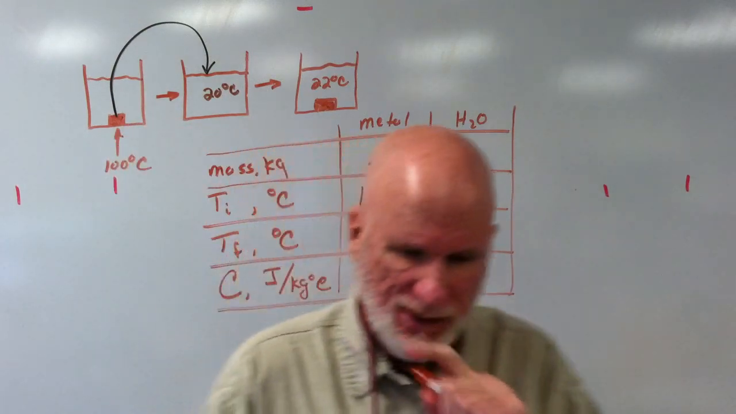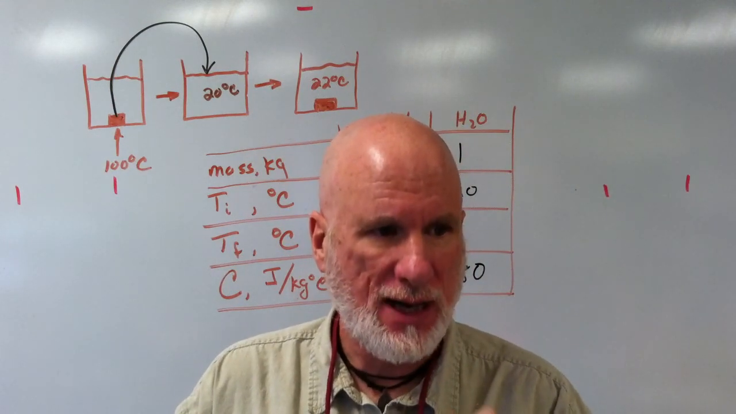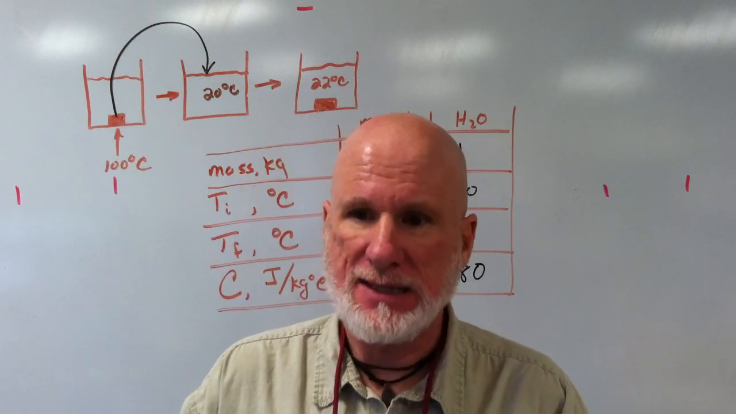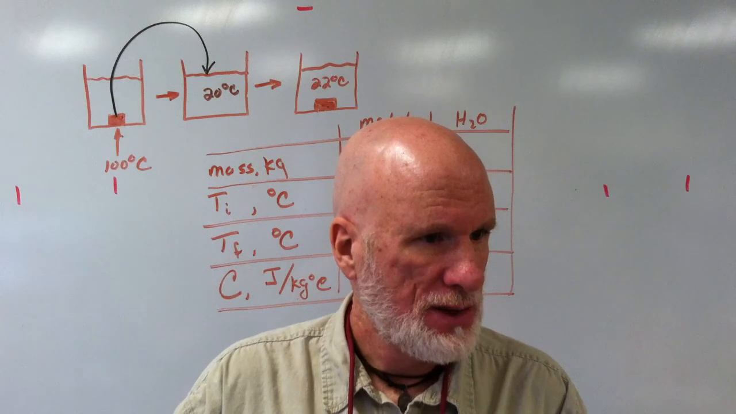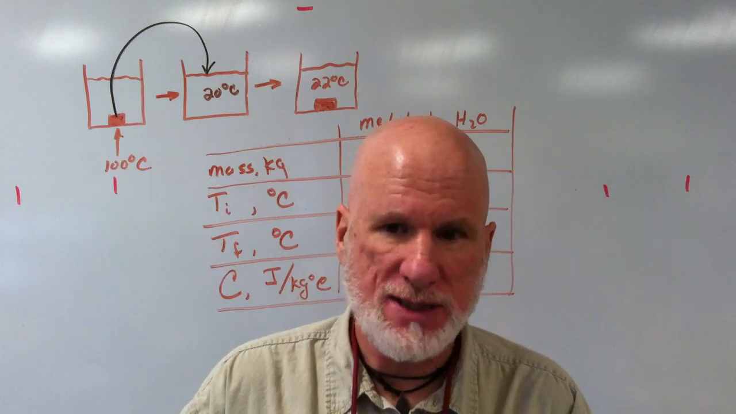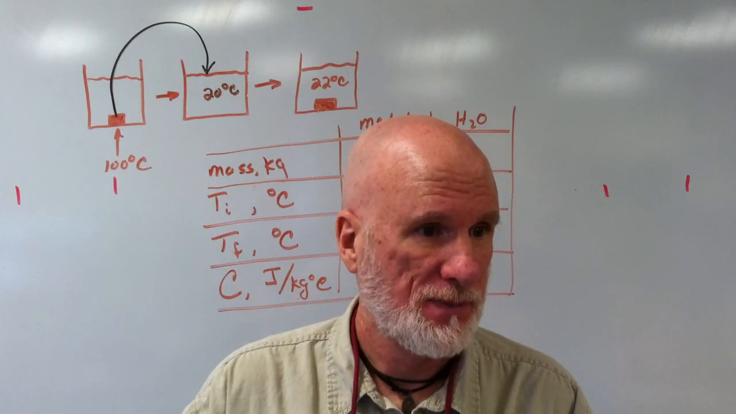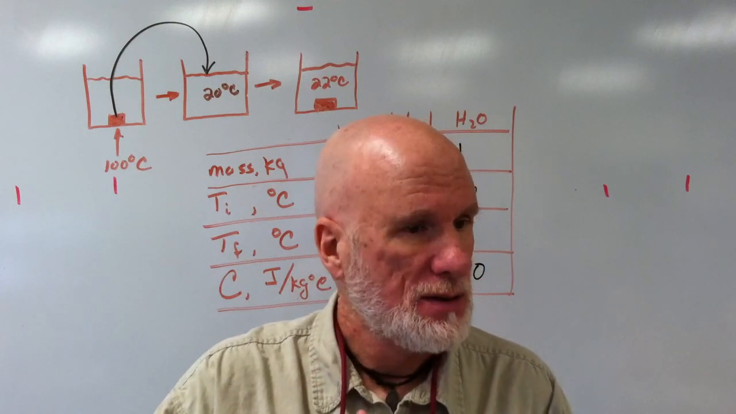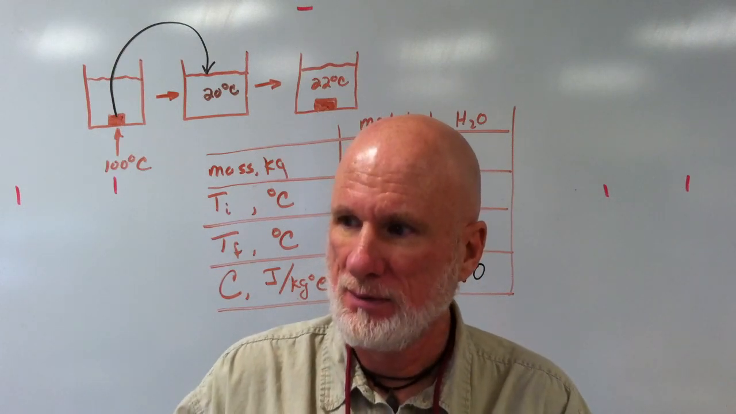Now, specific heat capacity is a unique physical characteristic property that can be used to identify a substance. For instance, if I said to you, I have a clear liquid, it's odorless, colorless, it boils at 100 degrees Celsius, it freezes at 0 degrees Celsius, what substance would you say that was? Water. Water, okay? Because what I gave you were specific physical characteristic properties of water.